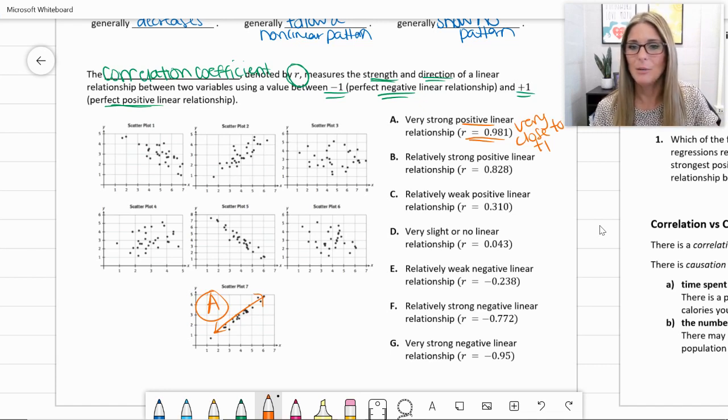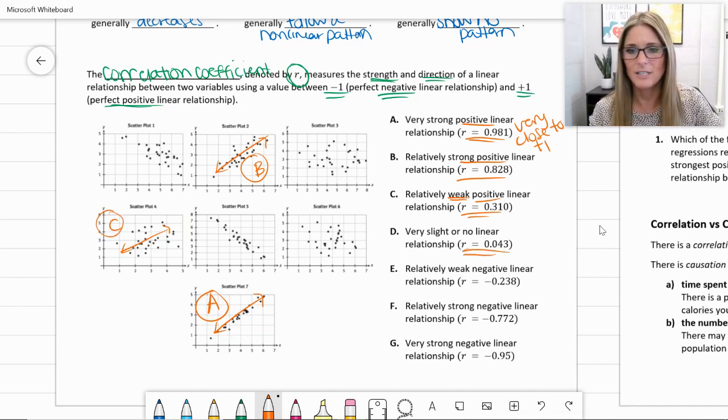Our next one is 0.828, so not so perfect, but we still do have a strong positive relationship. So looking at my data here, scatter plot 2 is still generally going in a positive linear form, so I'm going to label that one B. C is just a little bit weaker, but still positive, right? So do we have a scatter plot that's going upwards? I see this scatter plot number 4. It's very scattered, but it is kind of trending upwards. So I think this is going to be C.